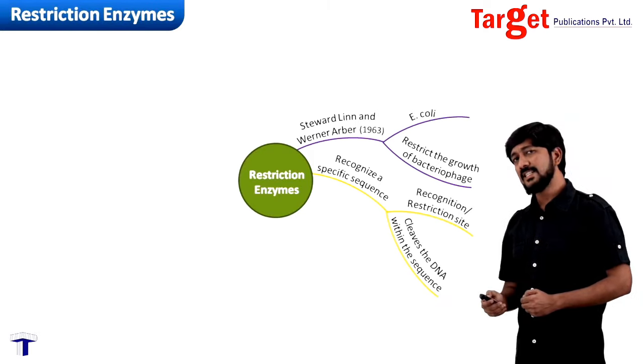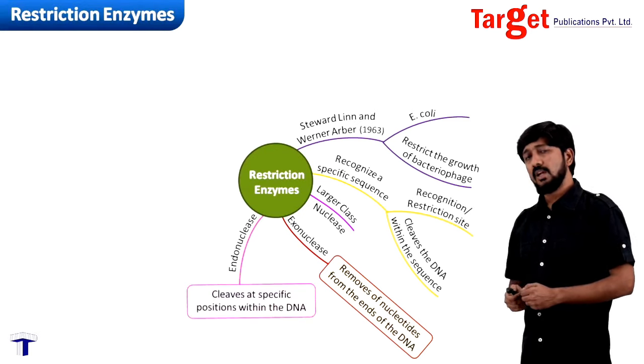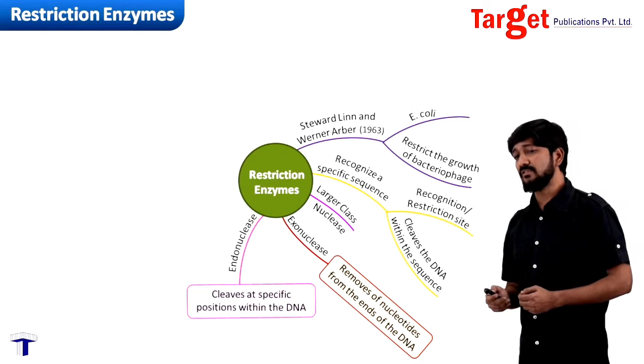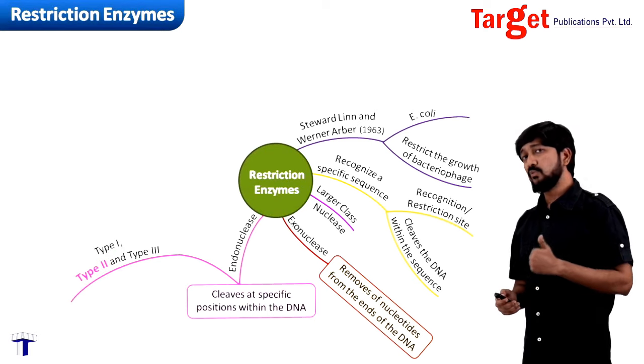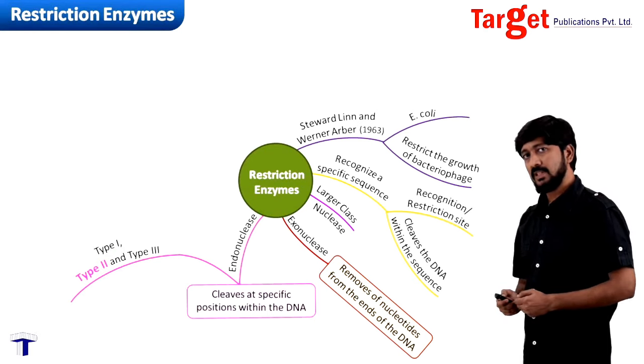Restriction enzymes belong to a larger class of enzymes known as nucleases. There are two major categories of restriction enzymes. The first one is restriction exonuclease. This restriction exonuclease removes the nucleotides from the ends of the DNA molecule. The second one is restriction endonuclease. Restriction endonuclease cuts the DNA within a specific sequence within the length of the DNA. Now, there are three types of restriction endonucleases: type 1, type 2, and type 3. The type 2 restriction endonucleases are used in recombinant DNA technology, as they can recognize a specific sequence and cut the DNA within its length.